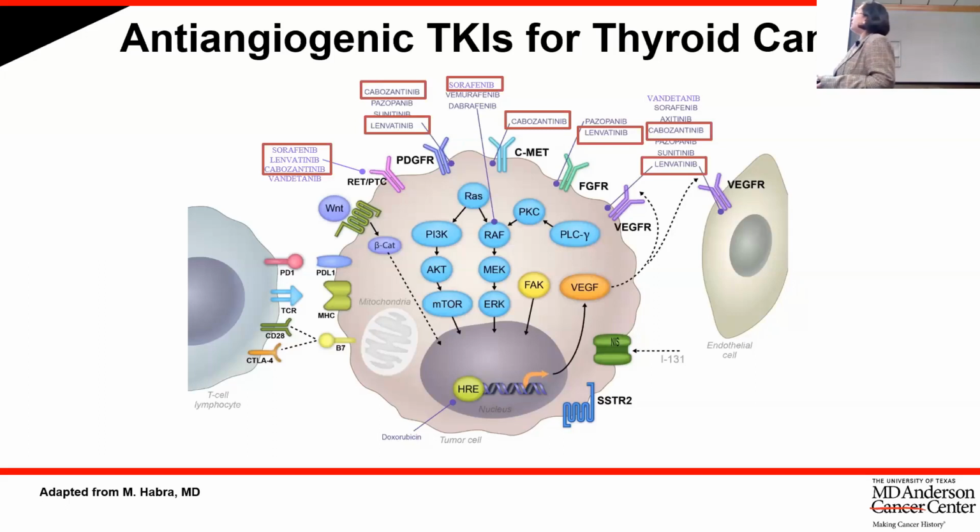Those are also available, which I've not listed here, but selpercatinib has what we call an agnostic indication, and it is used for anybody with a RET mutation or a RET fusion. RET fusions are rare in PTC, but we still see those, so we should look for them because you have a drug available for that. Then you have cabozantinib and lenvatinib. We also have dabrafenib and trametinib, which we are not talking about here because the focus is anti-angiogenics.